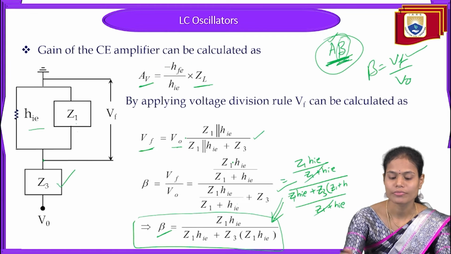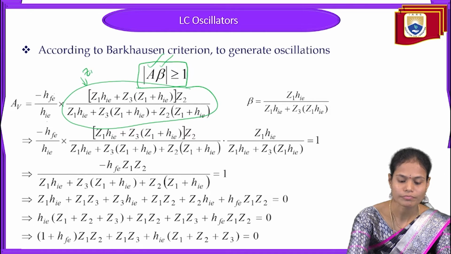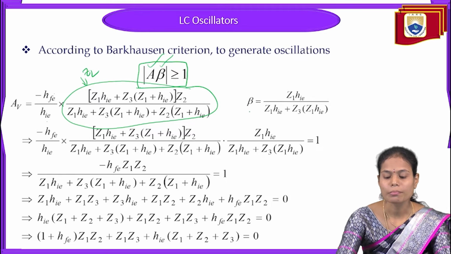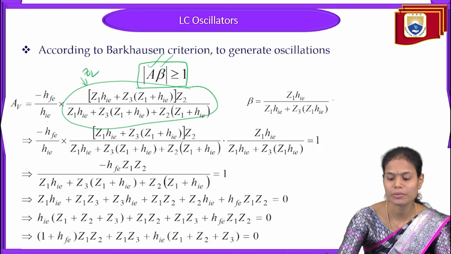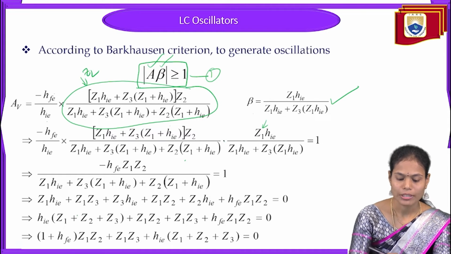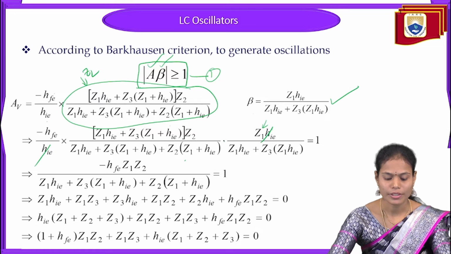The gain value is minus HFE by HIE into ZL, so I have written it here as minus HFE by HIE and this is the ZL value. And what is the beta value? Beta is what we just calculated, so the same value I am considering again here. Now substitute A and beta in equation 1. This one is as it is, multiplied by this beta value. Here the HIE and this HIE will get cancelled.